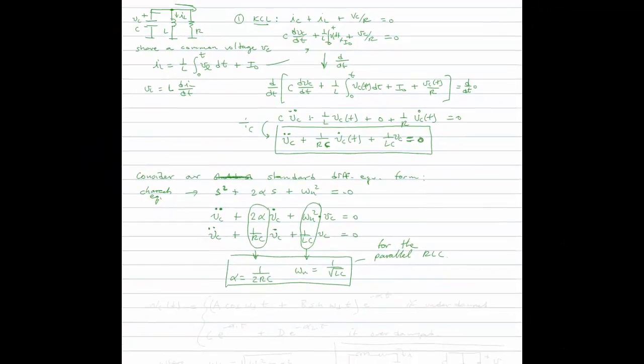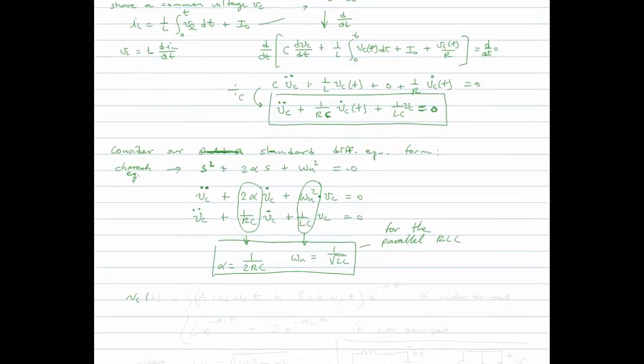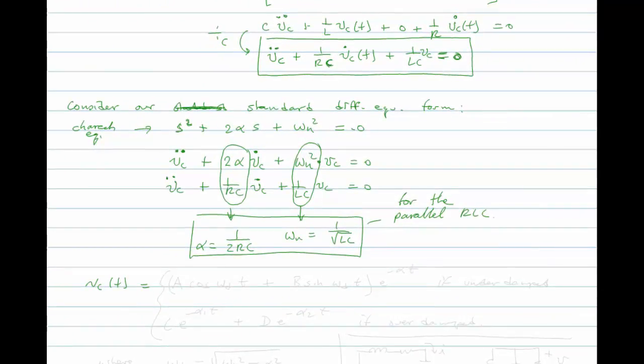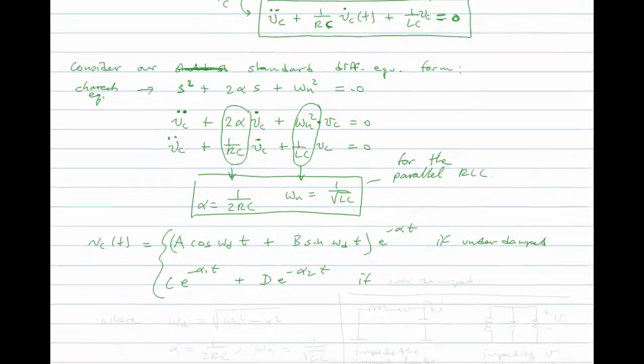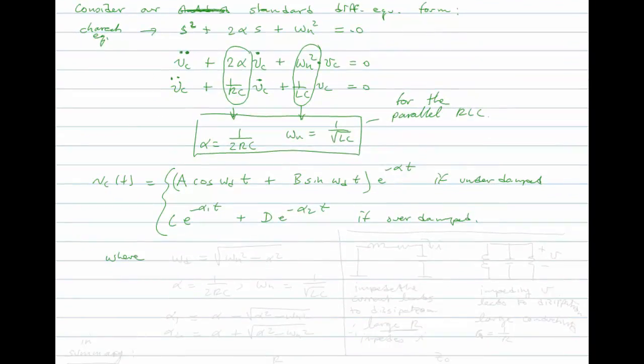I know that the solution is going to be of the form Vc of t is going to be some initial voltage cosine omega_d t plus b sine omega_d t, times e to the minus alpha t. It'll either be that form if underdamped, or it will be something like c e to the minus alpha_1 t plus d e to the minus alpha_2 t if overdamped, where omega_d is, just like before, going to be defined as omega_n squared minus alpha squared.